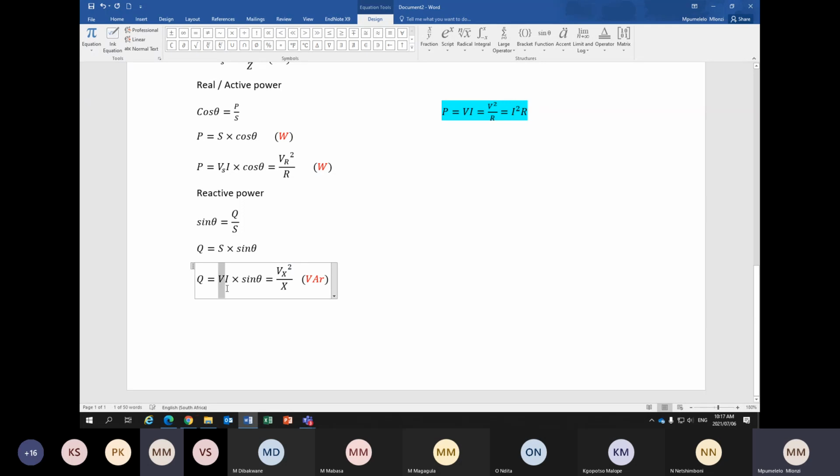Still, if we use this formula, V supply multiplied by the current multiplied by sine theta, to determine the reactive power, or you can use V across the reactance, meaning the capacitor and the inductor, squared, divided by the total reactance, where the total reactance is XL minus XC. It is not XC minus XL, but always XL minus XC.